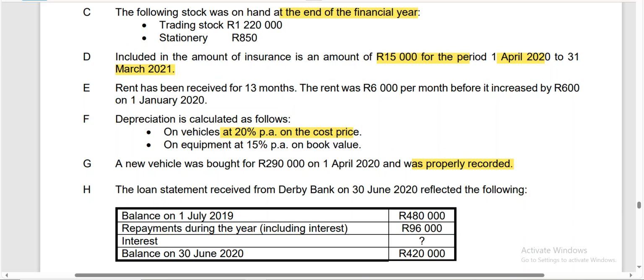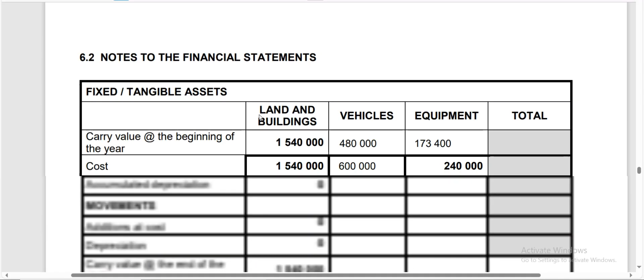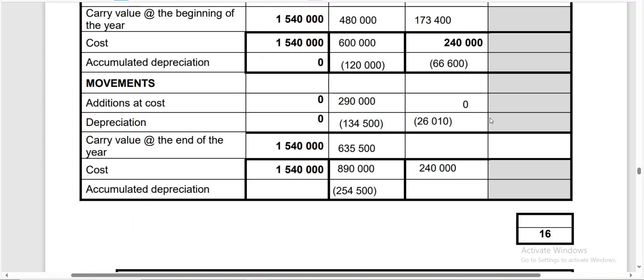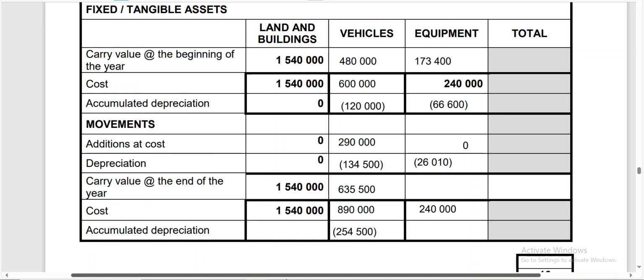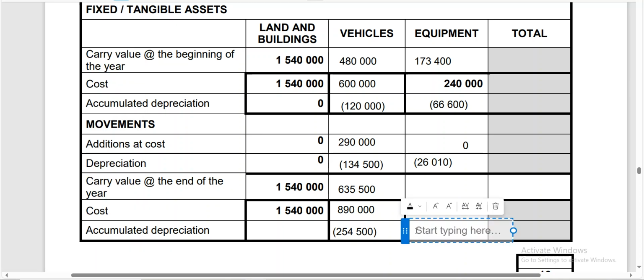Okay, so remember, we are going to go back to our fixed assets. When we go to our fixed assets, you are going to realize that our total depreciation here is not necessary because they've recorded everything. Now let's check something. What would be our total depreciation for equipment at the end of the year? We say 66,600 plus 26,010, and then it is giving us 92,610. So that is 92,610.